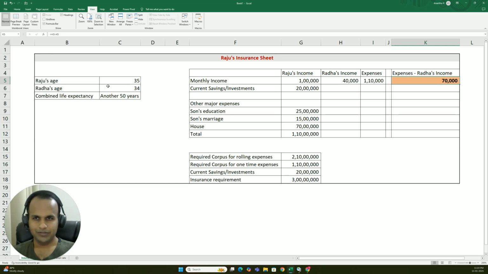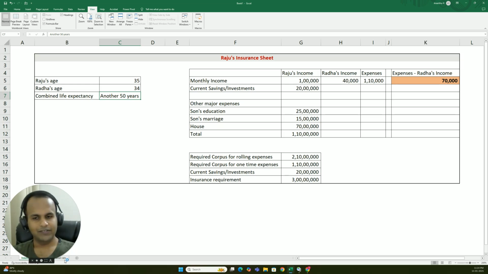Now coming to the details of Raju's age, which is 35 years, and Radha's age, 34. On average, the couple is around 35 years old and their combined life expectancy is around 85 years, so another 50 years. When you're calculating your insurance need, one key term comes into it, something called the safe withdrawal rate for this many years. So the years come to around 50, the life expectancy of the couple.